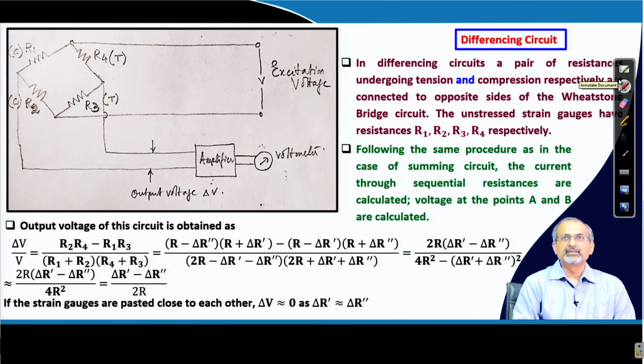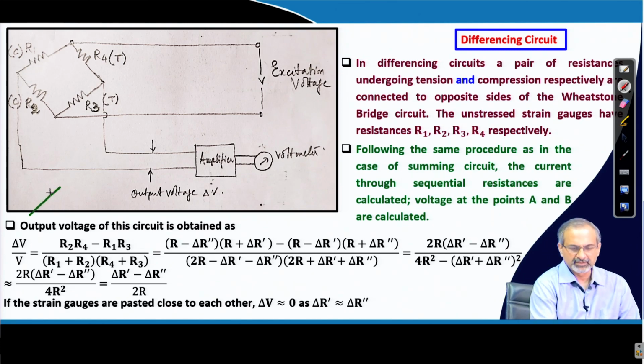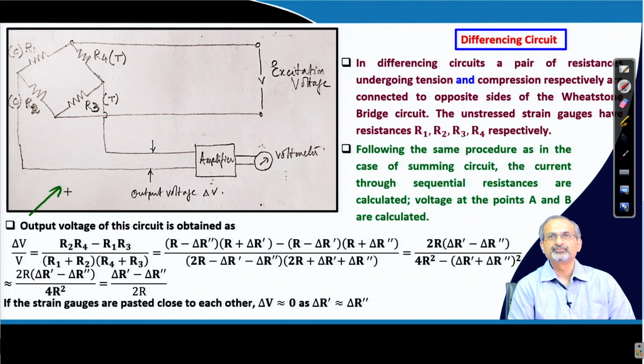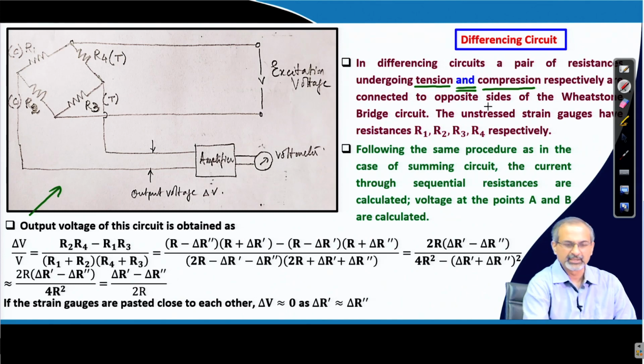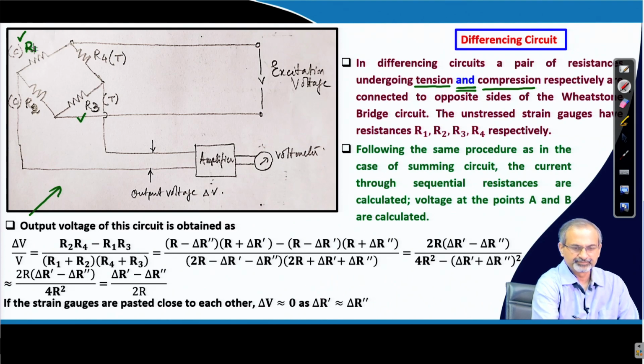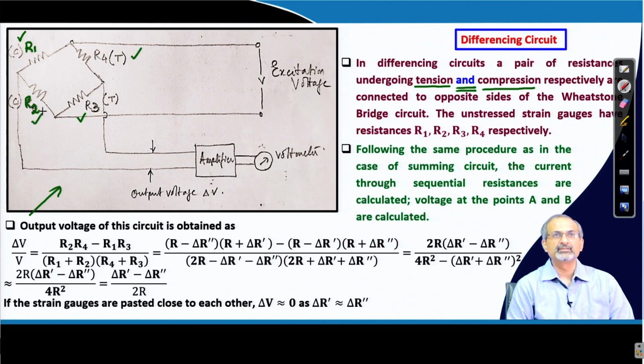So, we discussed the summing circuit. Let us discuss the differencing circuit now. We recall this figure which we did in the previous lecture. So, what is the difference here? In differencing circuits, a pair of resistances undergoing tension and compression respectively are connected to opposite sides of the Wheatstone bridge. So, you have a compression here with a tension here, again a compression here with a tension here. That is how you identify a differencing circuit.